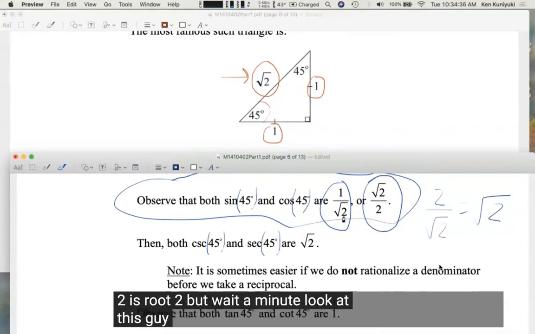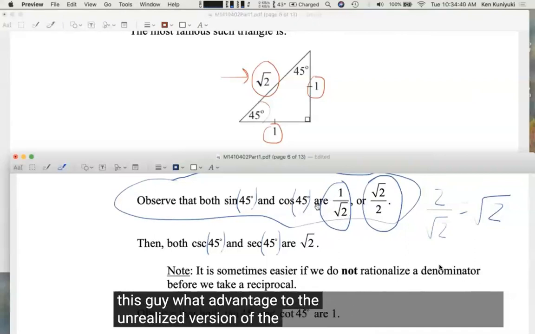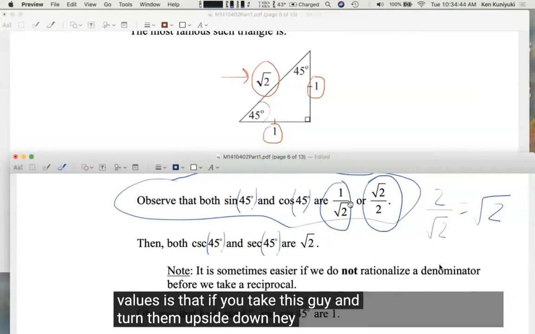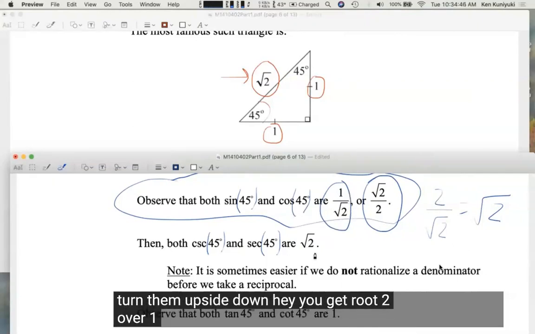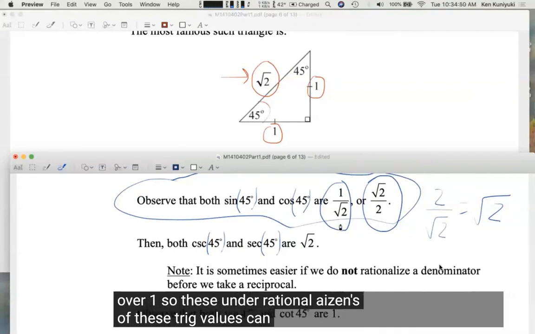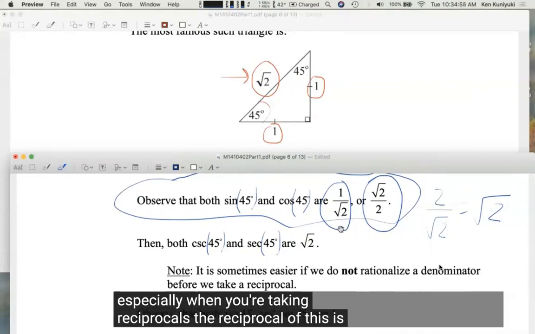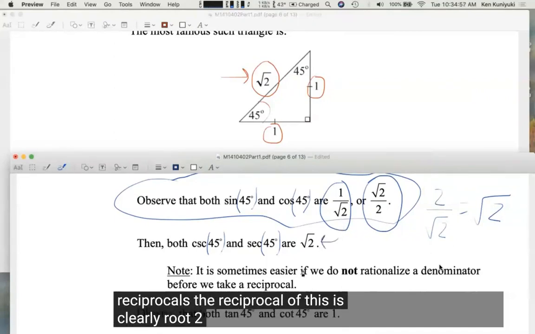Look at this guy. One advantage to the unrationalized version of these trig values is that if you take this guy and turn him upside down, hey, you get root 2 over 1. So these unrationalized versions of these trig values can be useful, especially when you're taking reciprocals. The reciprocal of this is clearly root 2. So this is the cosecant and the secant of 45 degrees.